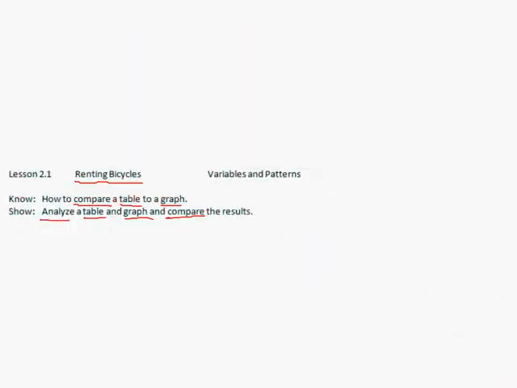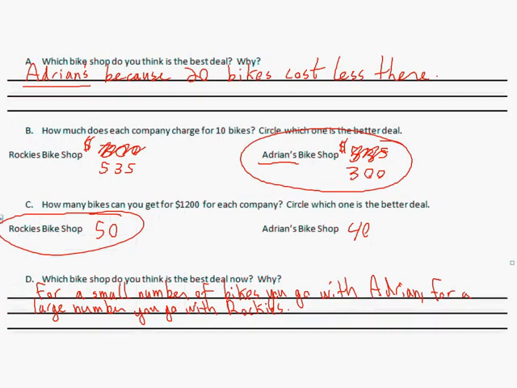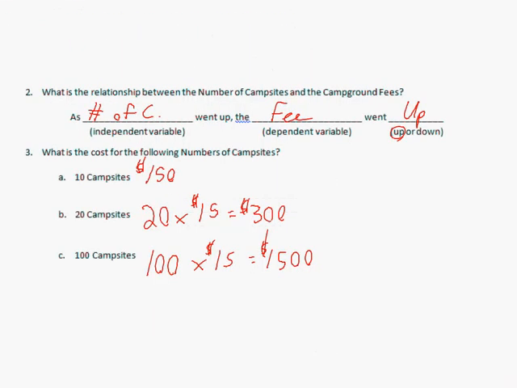Alright, let's look back at the start of this lesson, make sure we've covered it all. So we're talking about renting bicycles, we're comparing a table to a graph, we're going to analyze the table and graph. Here we had our table, our graph, answered some questions, determined that they're both the best deal depending on how many bikes you need. We had a practice problem, we had this table, we turned it into a graph, and then we answered some questions out of it. This is the end of lesson 2.1. Up next is lesson 2.2, still out of variables and patterns.